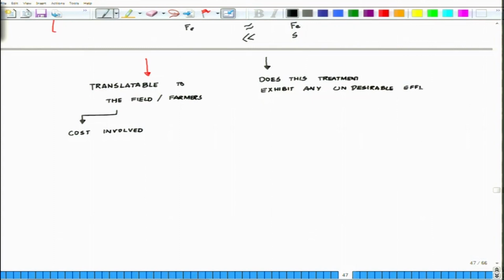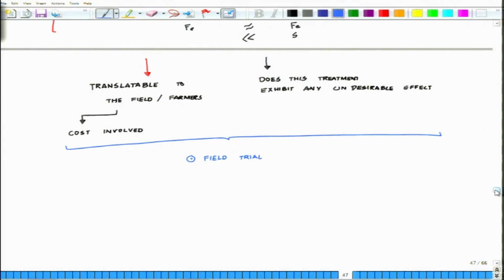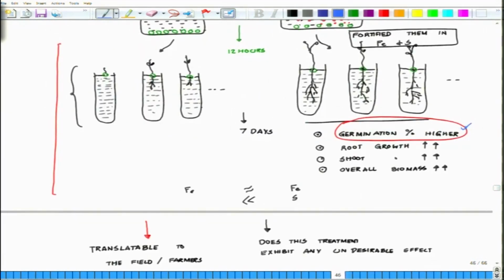Now, both these questions could be answered by performing two things. First, a field trial, because that's essential to prove how long this effect remains. Is it only up to germination, or does this effect of germination have some kind of a prolonged effect?